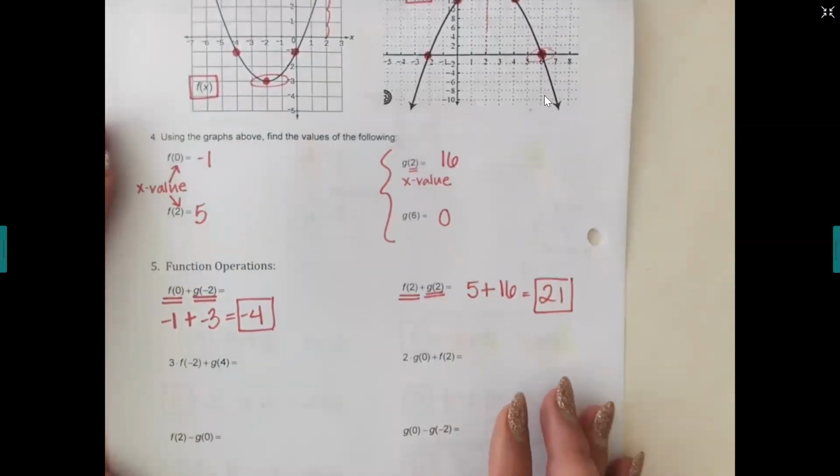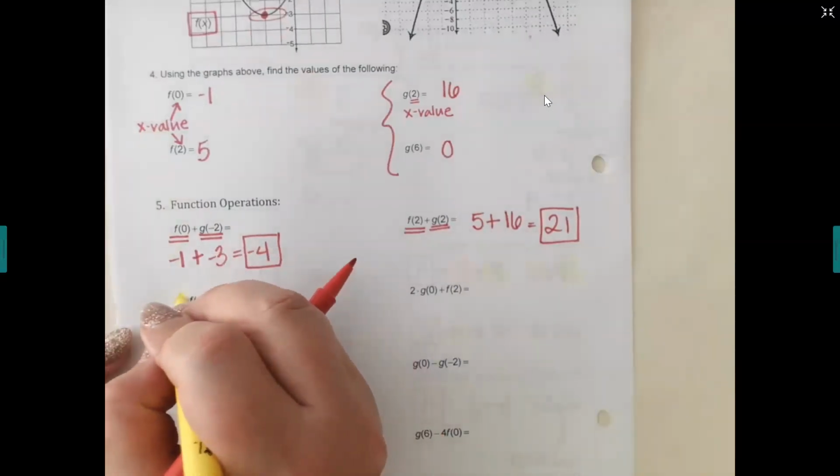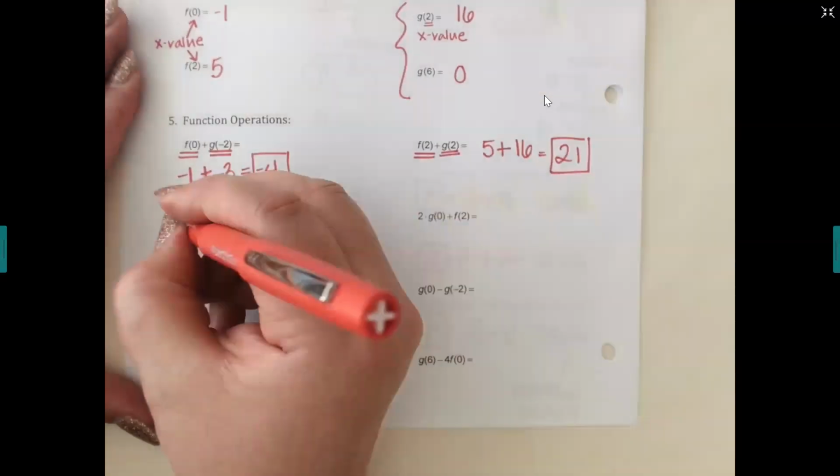Now take a look at the second row. Do you see that this time you have an extra number here? So let me show you how to do that. You're going to keep the 3 the same.